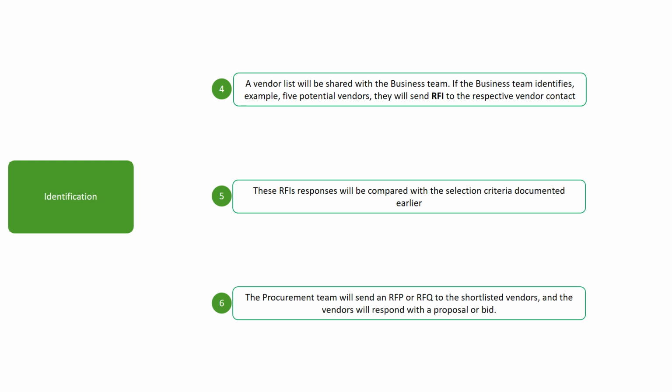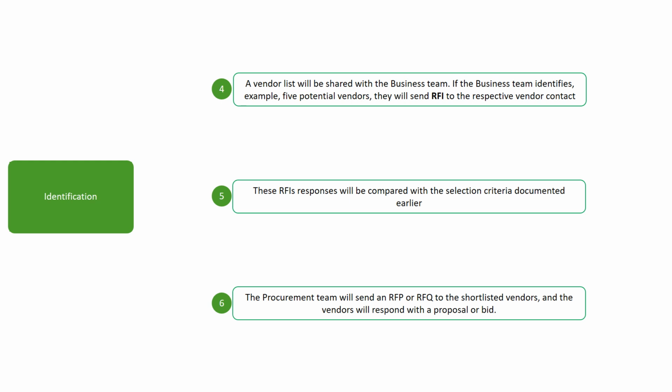The procurement team will reach out to each identified vendor and send an RFI, request for information. In simple terms, an RFI is like asking vendors, "Can you provide information about your product or service and how it fits our needs?" Vendors will respond with application details, and the business team will validate whether these meet the requirements documented earlier. The business team will then share the list of vendors that meet their criteria with the procurement team, who will request detailed proposals or quotations through an RFP, request for proposal, or RFQ, request for quotation.